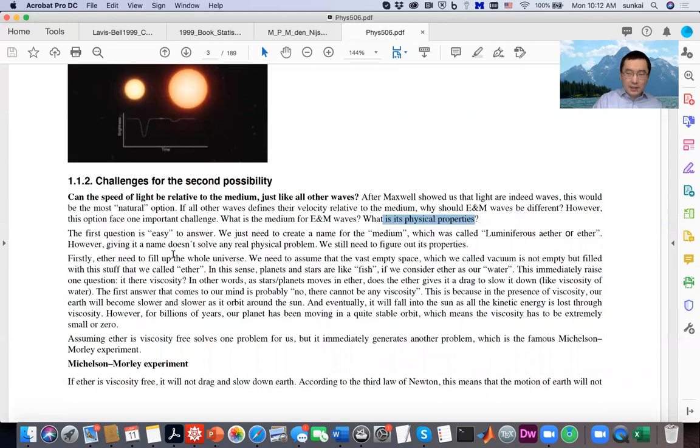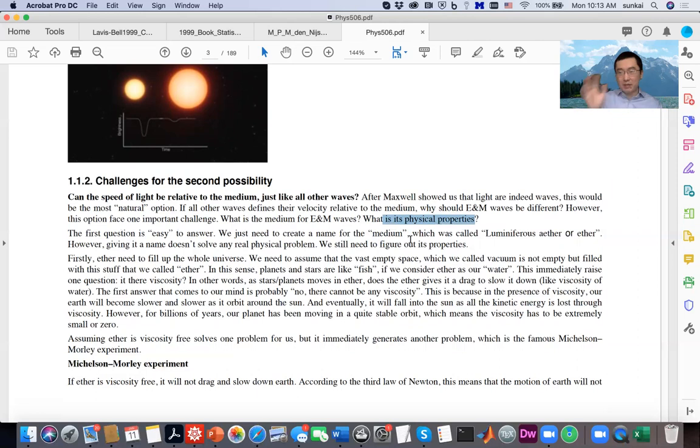Okay, so ether. Let's assume there's ether. That's a medium where E and M waves travel. If you assume ether is a medium of E and M waves, and E and M waves need a medium, then we need to assume this ether, this object, fills up the entire universe and also vacuum. And it also fills up solid materials. For example, in glass, there must be ether so that E and M waves can travel in glass. So ether is everywhere.